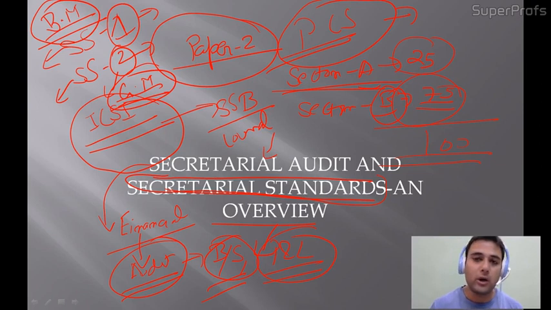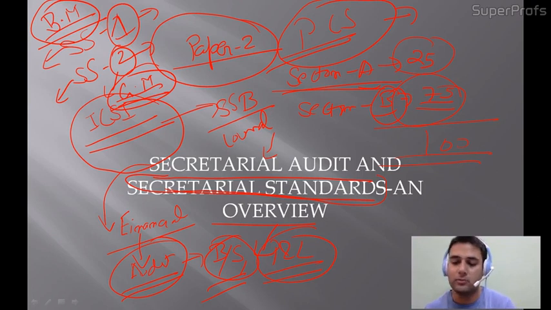There's a form called MR3 in which the secretarial audit report needs to be submitted by the PCS to the company management. The company management would then attach those reports as part of its director's report, and send it to the stakeholders for their attention. So this is, in brief, what we have in this chapter.